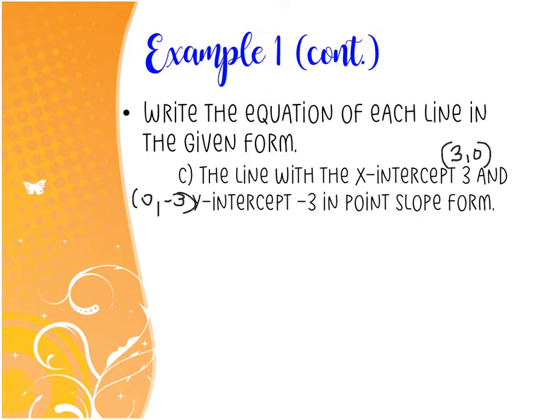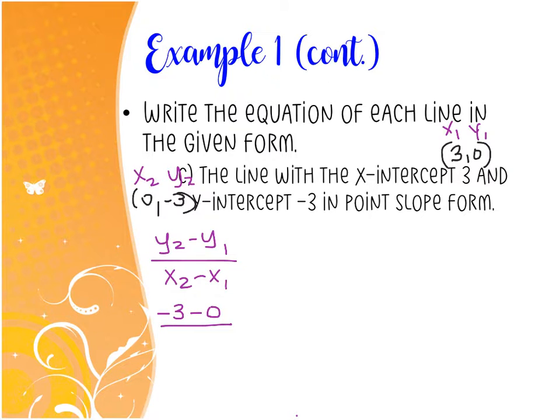Slope, which means I still have to do y2 minus y1 over x2 minus x1. I'll make these my 1s and these my 2s, although it doesn't matter. And I would get -3 minus 0 over 0 minus 3. And I end up with -3 over -3, which is a positive 1. There's my slope.